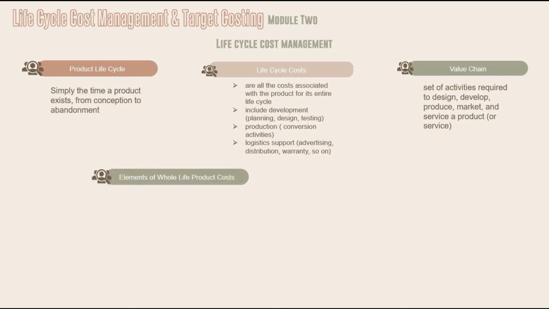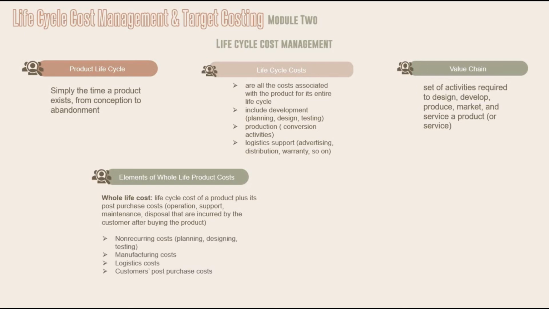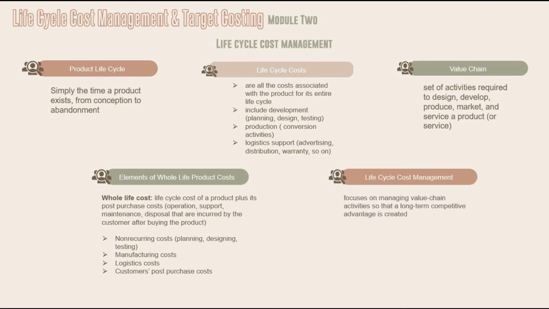Next is whole life costs and its elements. Whole life cost is the life cycle cost of a product plus its post-purchase costs. Its elements include non-recurring costs, which normally include planning, designing, and testing. Next are manufacturing costs, logistic costs, and customers' post-purchase costs. And lastly, life cycle cost management, which focuses on managing value chain activities so that a long-term competitive advantage is created. Now for target costing.